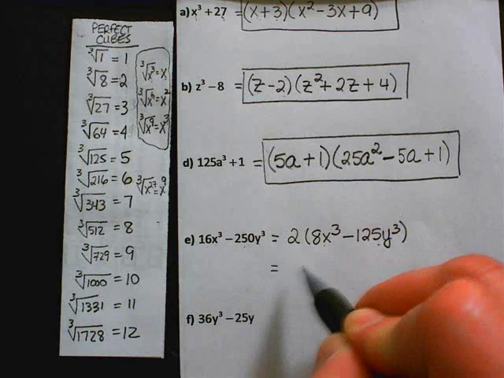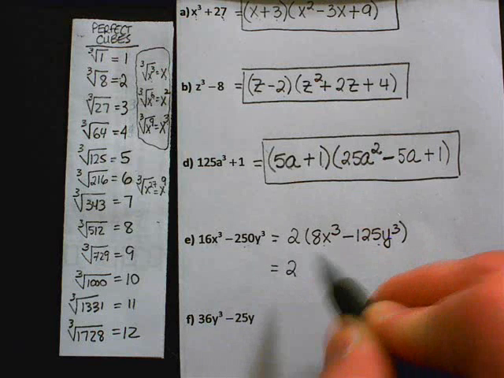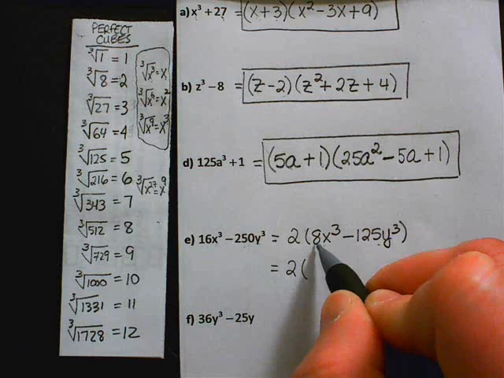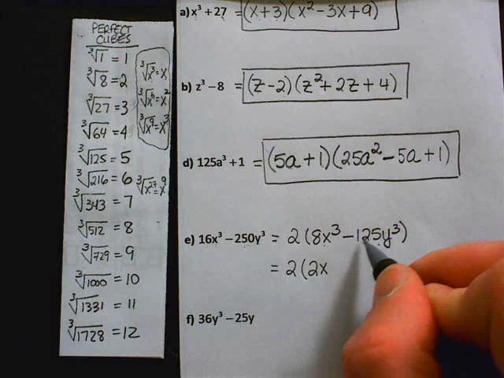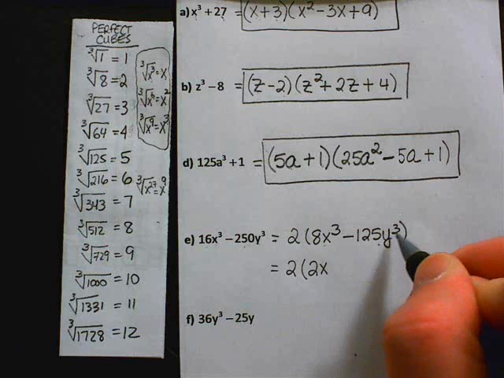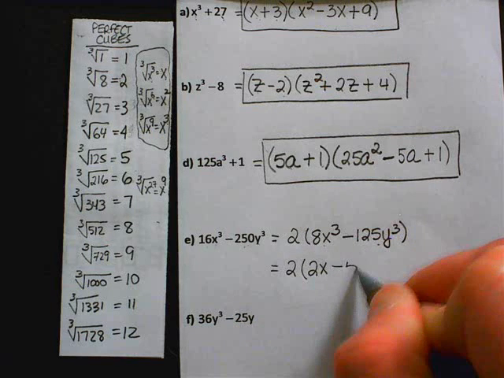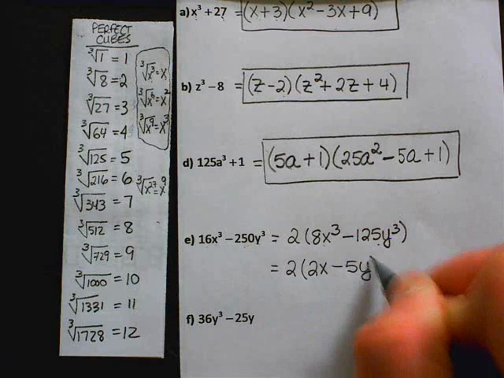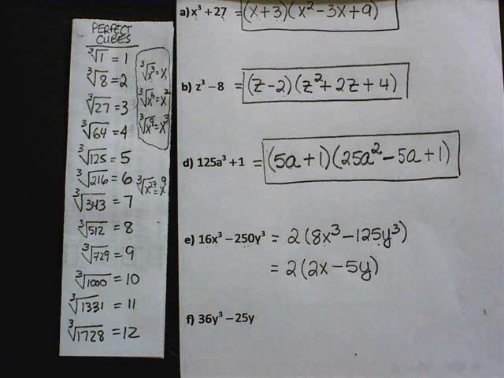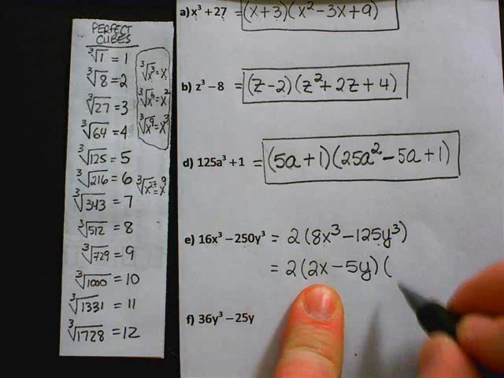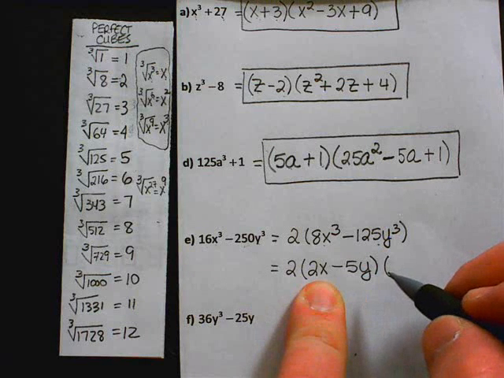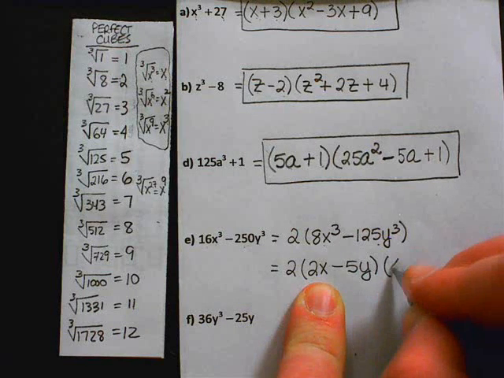So let's bring down the 2. The cube root of 8x cubed is 2x, and the cube root of 125y cubed is 5y. Once I have my first parenthesis, open the second, and you take the first term and you square it. So 2x squared will be 4x squared.